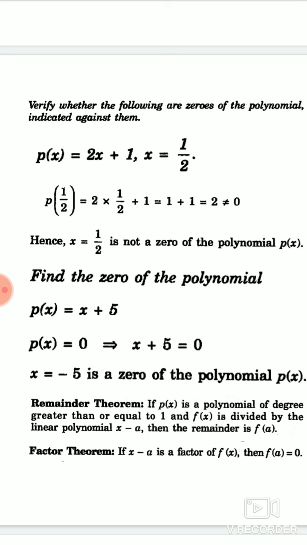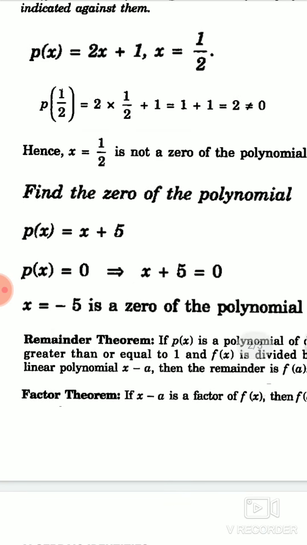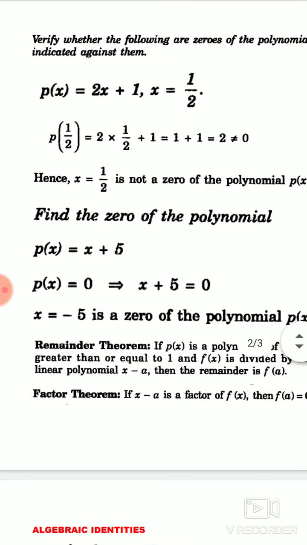Now how to find the zero? If a polynomial is given, as you can see, p(x) = x + 5, we have to find out its zero. So for finding the zero of any polynomial, what do we have to do? We have to equate it to 0 and solve it for that particular variable by transposing. Here it is x + 5 = 0. When we send this 5 to the right side, it will go in minus because it is plus. So x = -5. Whatever value comes out for x or the variable, that is the zero of the polynomial. Okay, so like this we can find the zeros of the polynomial.